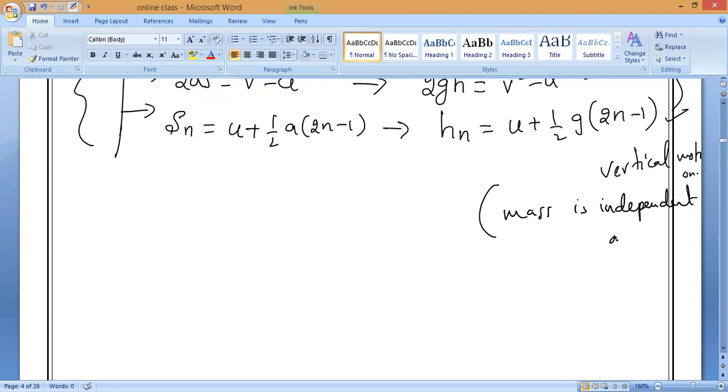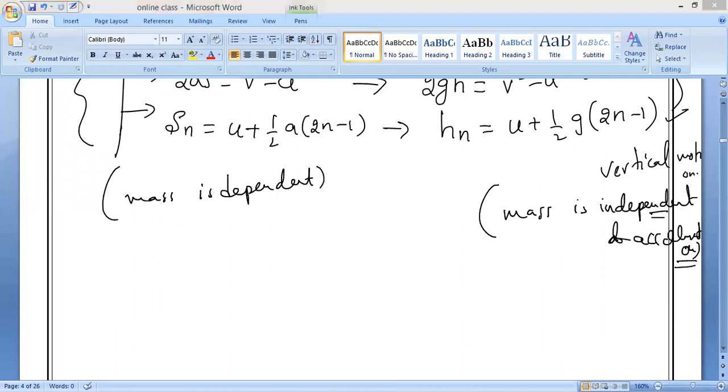Please remember, it is independent of mass. That is what we used to call acceleration due to gravity. But in horizontal motion, mass matters. Understanding? Acceleration is mass dependent. If there is more mass, there is less acceleration. If there is less mass, there is more acceleration. Is it okay, everybody? So mass is dependent in horizontal motion, and mass is independent in vertical motion. Is it clear, everybody? Have you understood, Hari? Yes, sir. Yeah, please write it.